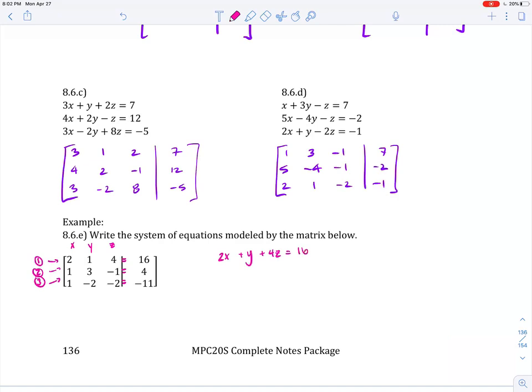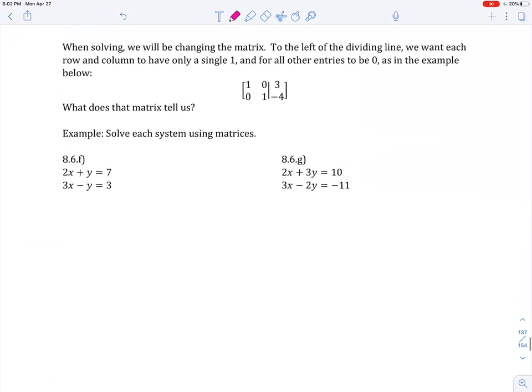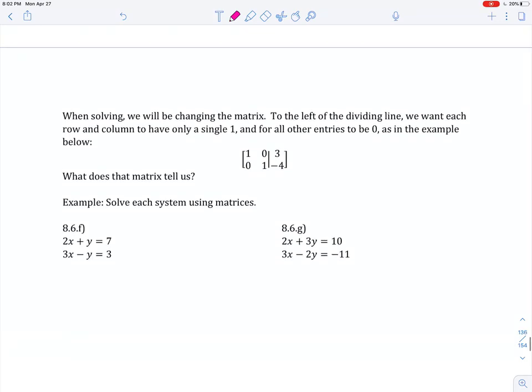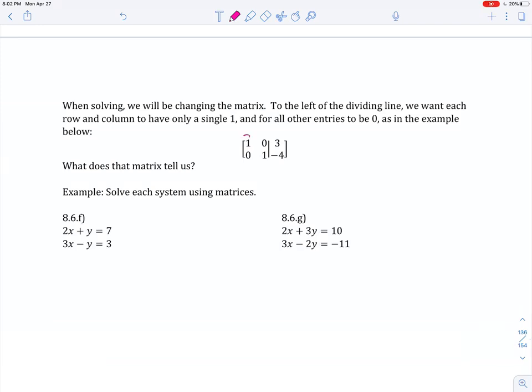So if I wanted to write a system modeled by this matrix, I could say 2x plus y plus 4z is equal to 16 for my first equation. I can write x plus 3y minus z is equal to 4 for my next equation. And I can write x minus 2y minus 2z is equal to negative 11 for my third equation. Cool beans? Yeah, the beans are cool.